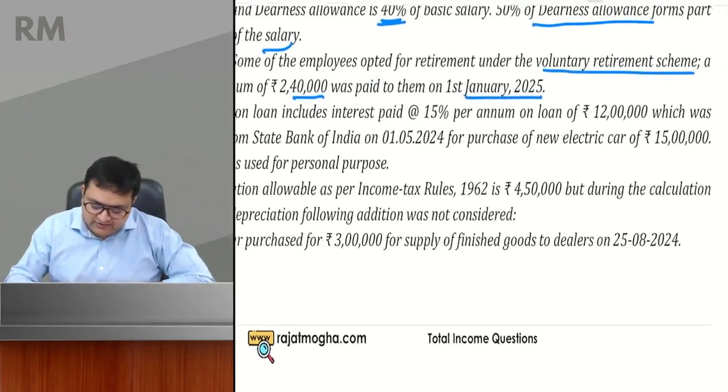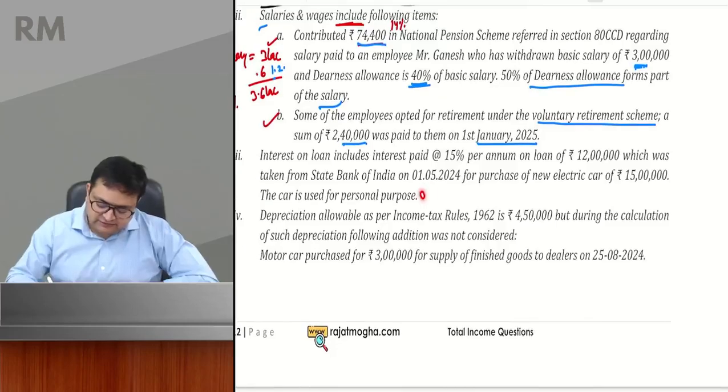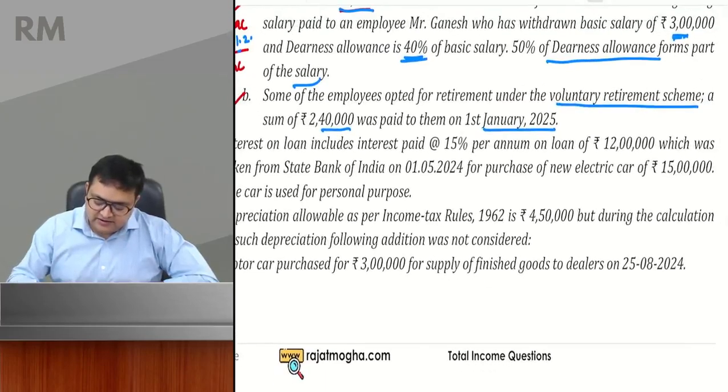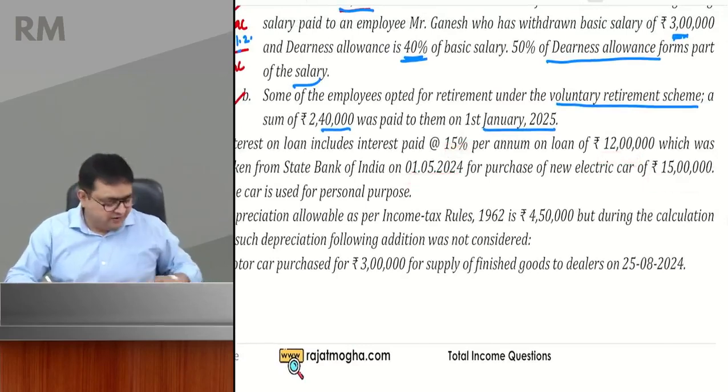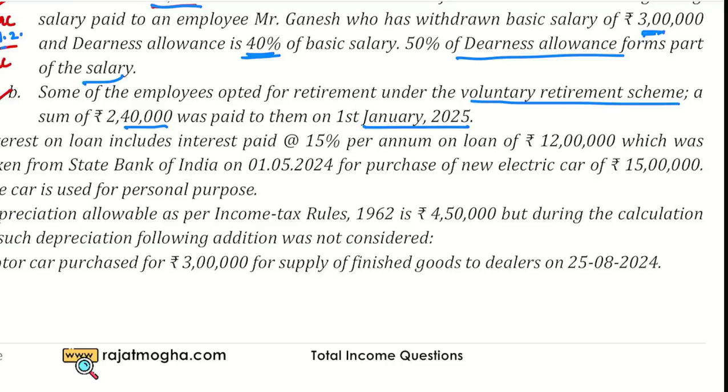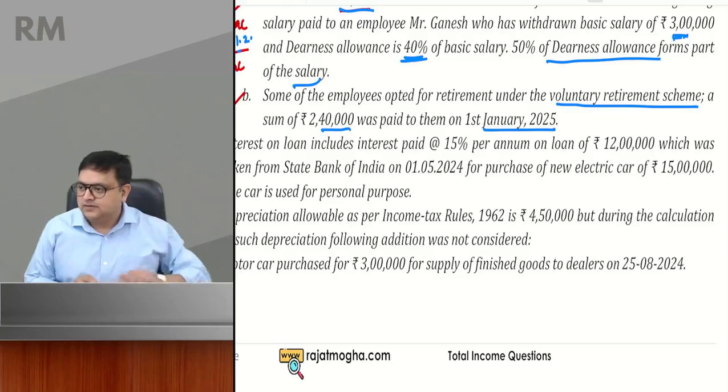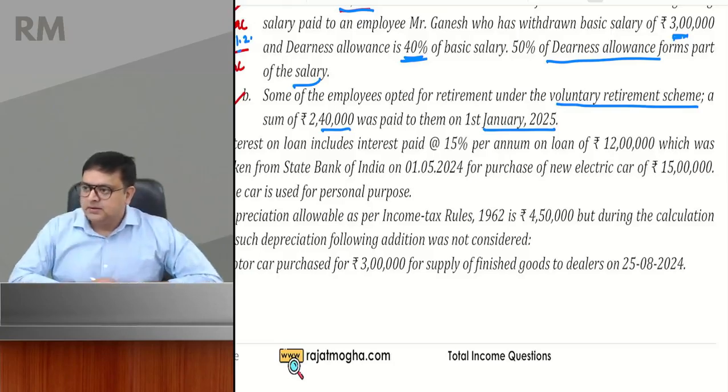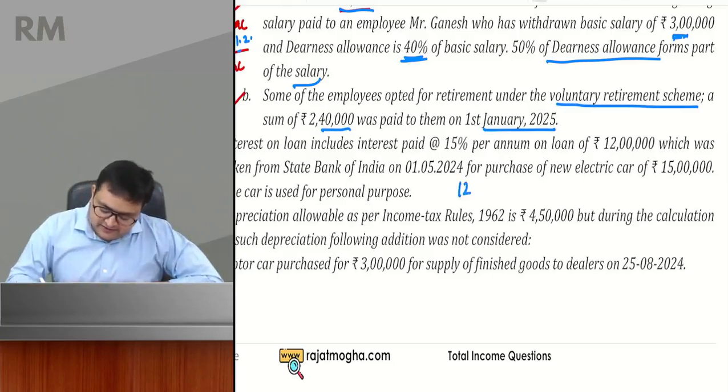First of all, please, everybody tell me how much is the interest, guys? 15% rate of interest. The value of the car is 15 lakh. We have taken a loan of 12 lakh on 1st May 2024. Everybody, please tell me what is the interest? 1,65,000. Everybody, very good.